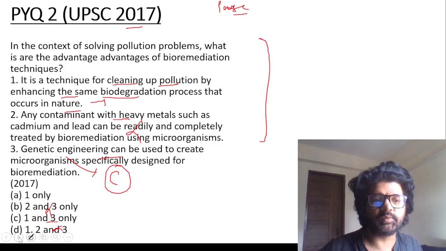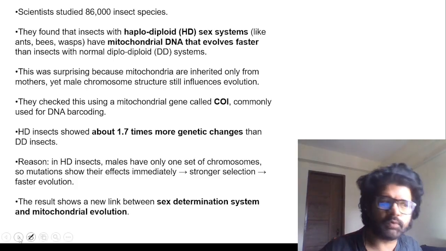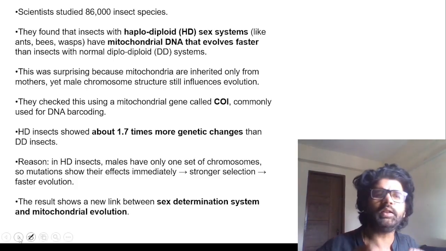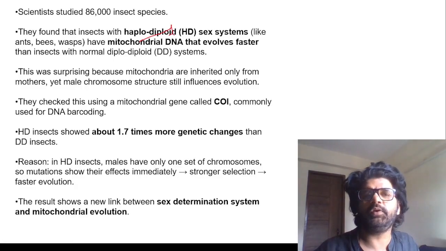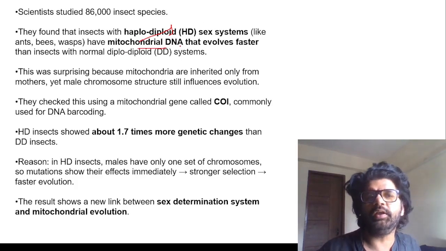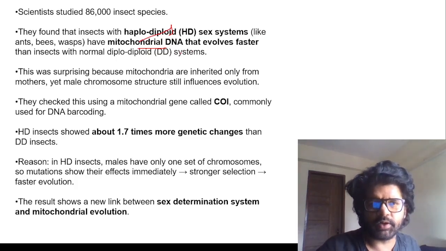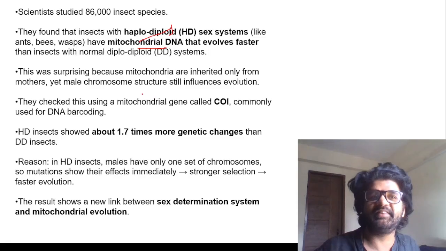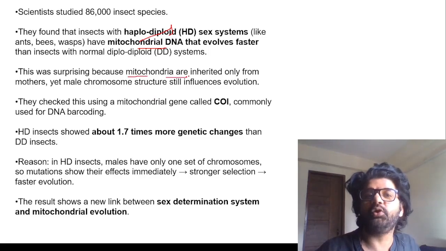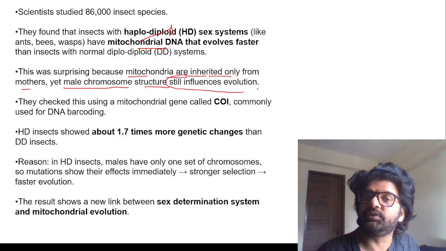So this sex system thing is saying that in the haplodiploid system, you have two sets of chromosomes in females and one set of chromosomes in males. And mitochondria we are getting all from the female, doesn't matter whether you're haplodiploid or diplodiploid. So ideally, mitochondrial DNA evolution should not depend on the father's genes, right? But the research is something surprising. They're saying that mitochondria are inherited only from mothers, but even male chromosome structure still influences evolution.